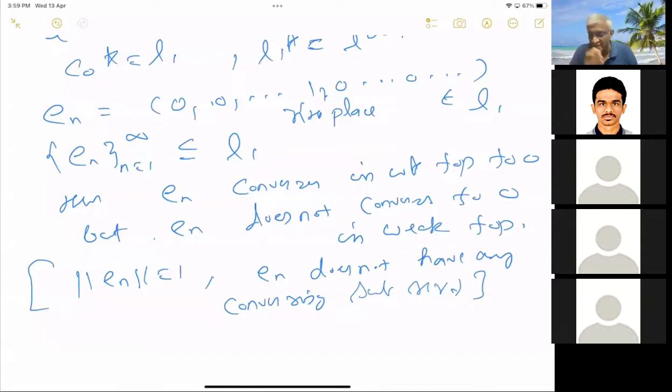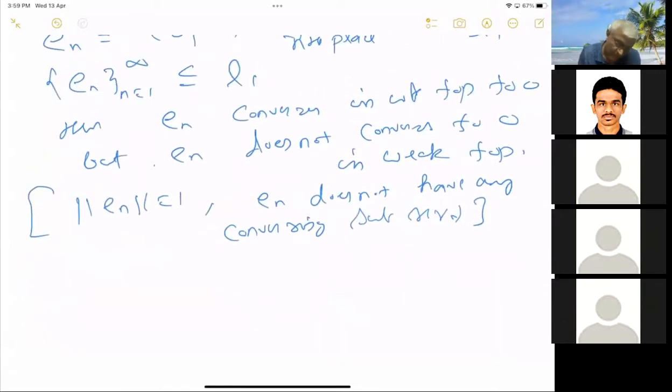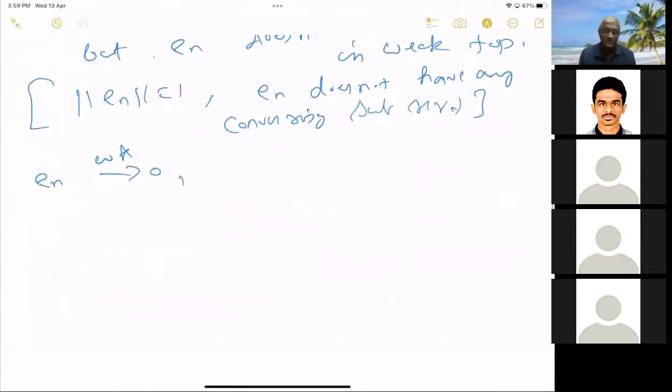It is weak star compact, that is given by the Banach-Alaoglu theorem, but it is not weakly compact. That's what this shows. So why does En converge to 0 in the weak star topology? The reason is, what does it mean by converging to 0? If you have any phi in C0, the pre-dual, then En of phi is what?